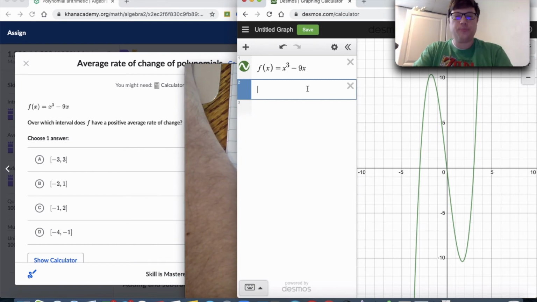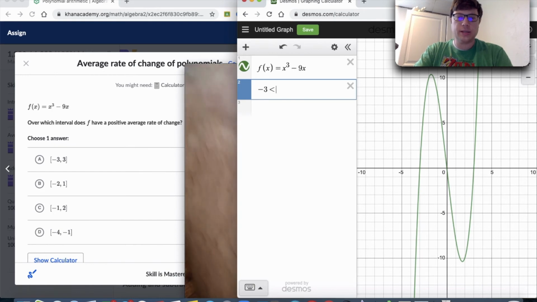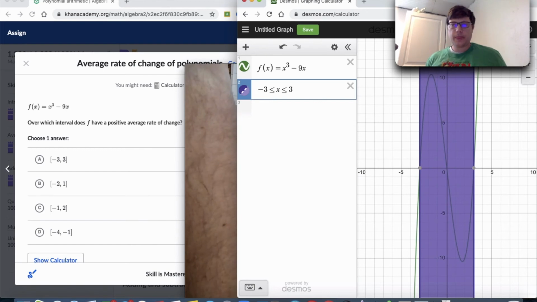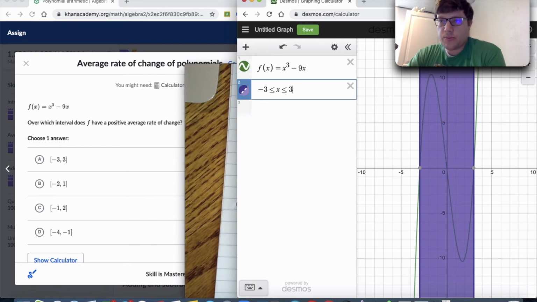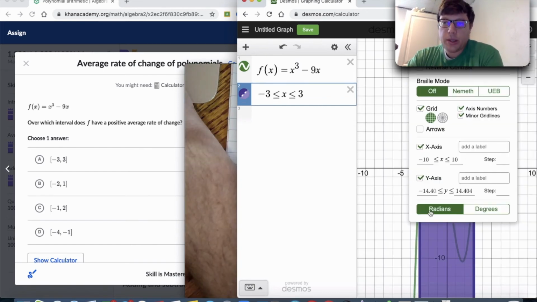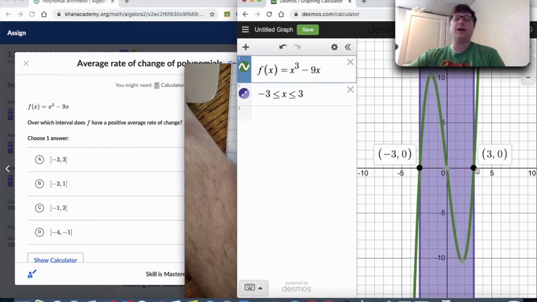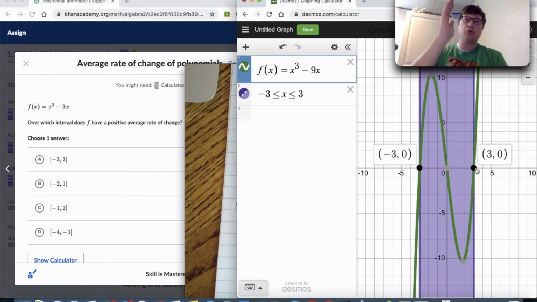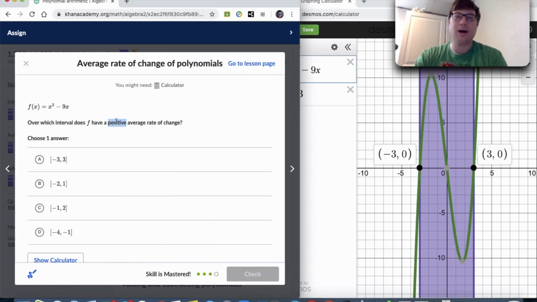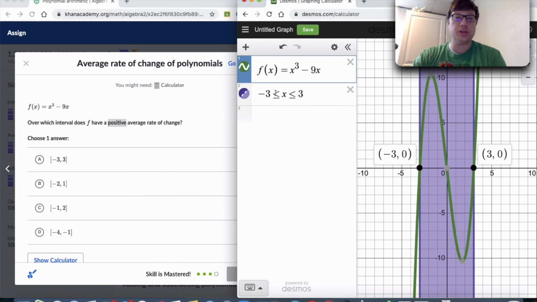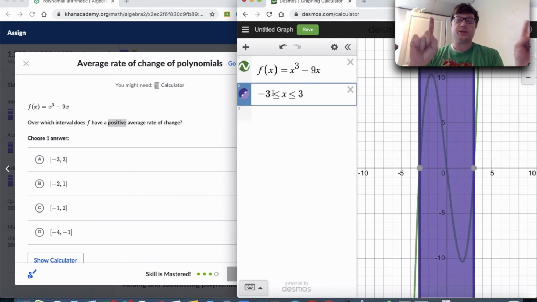Okay, so I'll do it this way. Negative 3 is less than or equal to x, which is less than or equal to 3. Well, on the interval, make it a little bit more bold. On the interval, we go from 0 to 0. That's a flat difference between the left edge and the right edge of that purple interval, which is option A. Because that's flat, there is no change, and we need positive change. So I'm going to change these things. A is out. A is not the right answer. A is 0 average change. I need positive average change.